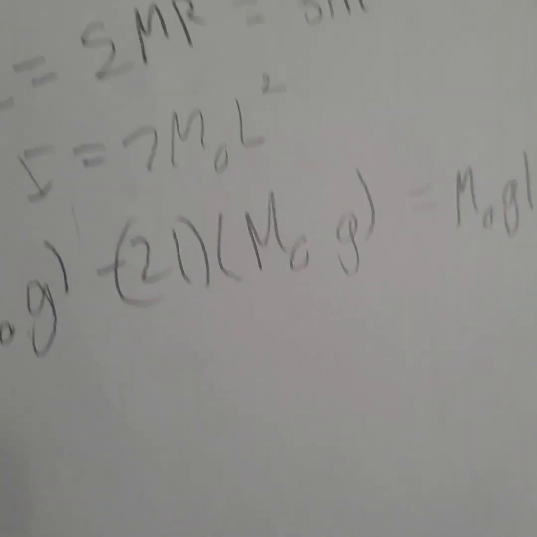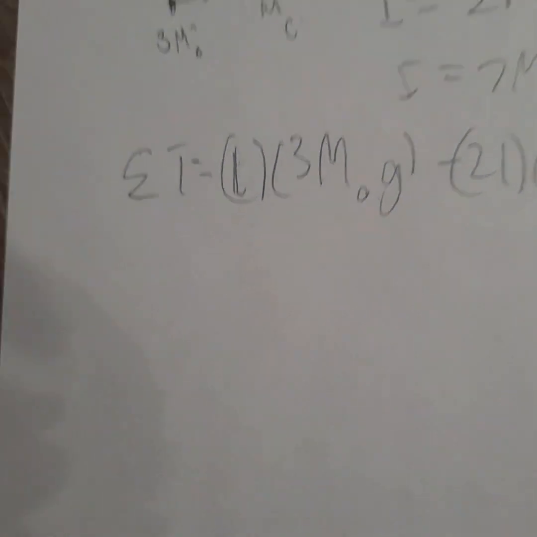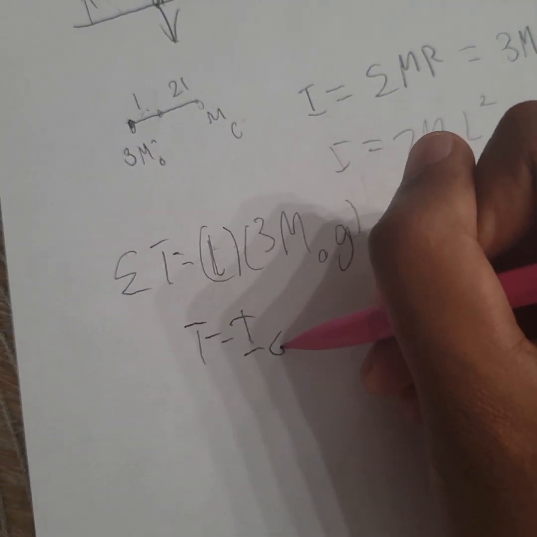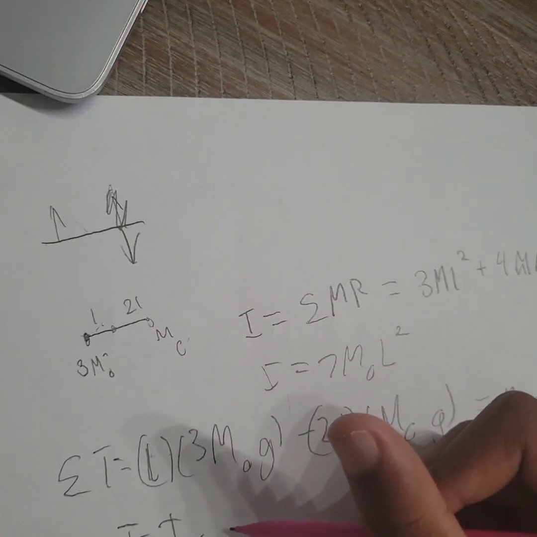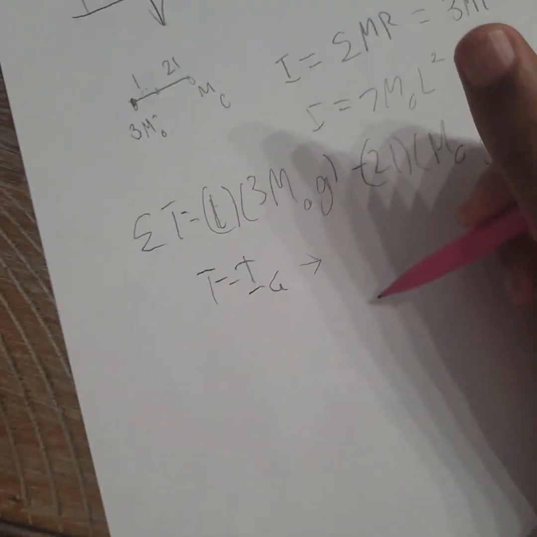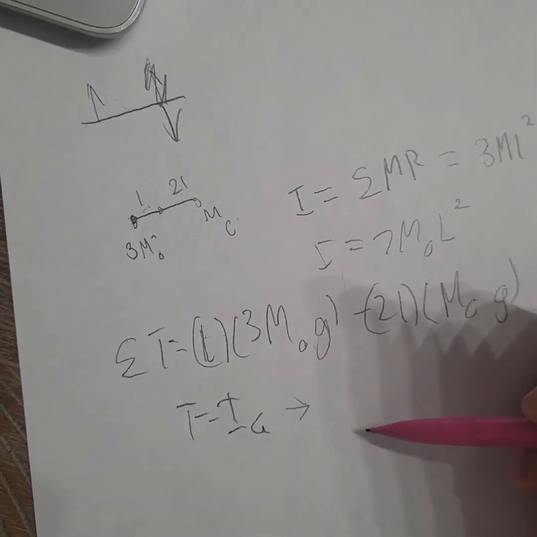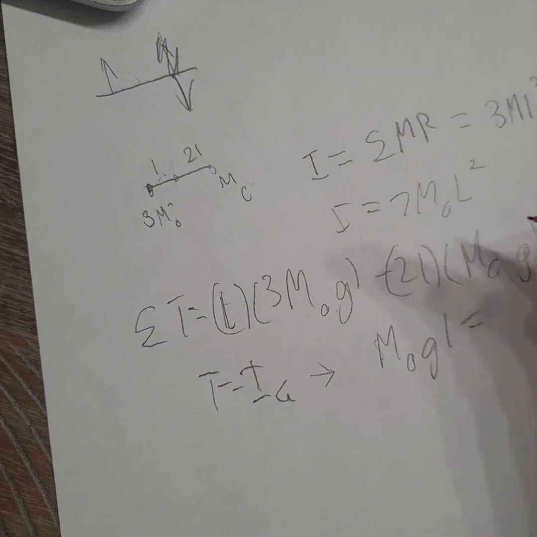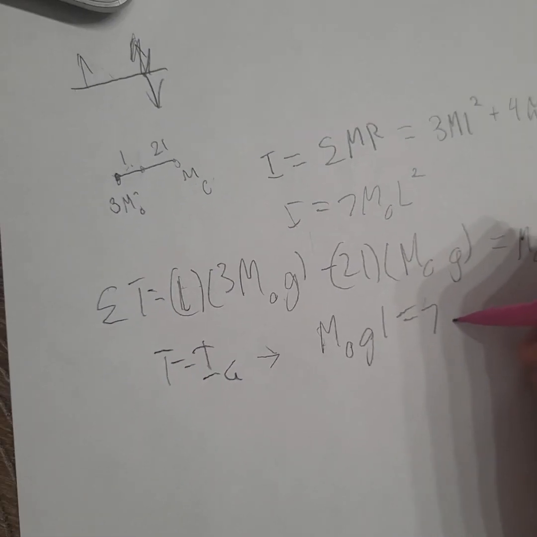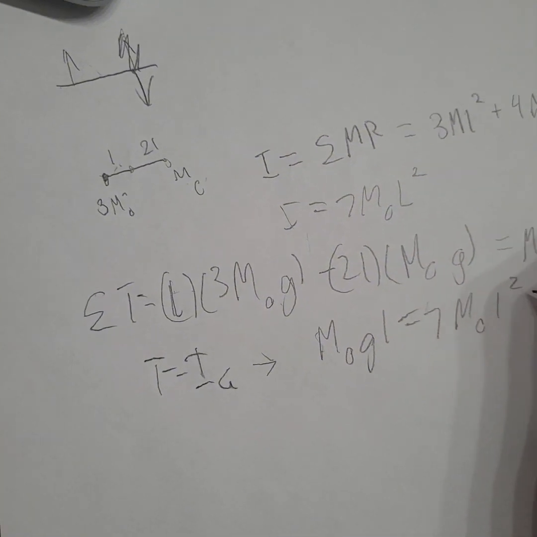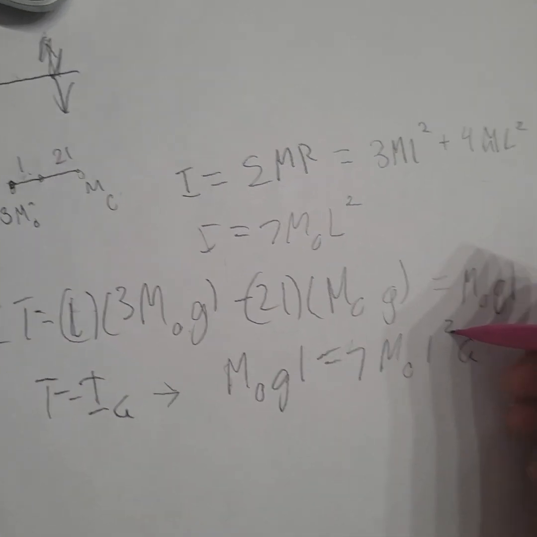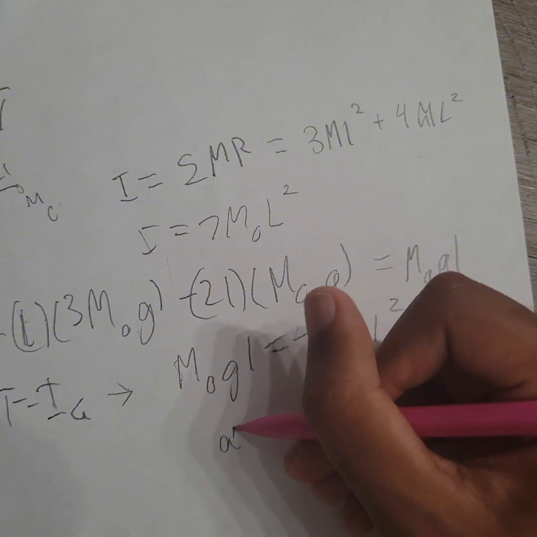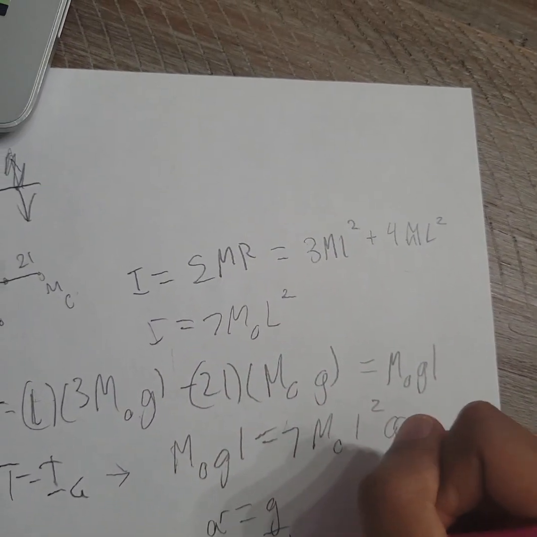Now, the next step is that you're just going to set this equal to torque equals I alpha. And then that's going to set these two equal to each other. So you have m0 g L equals 7 m0 L squared alpha. Or alpha, not A. And then when you solve this out, alpha is going to be equal to g over 7L.